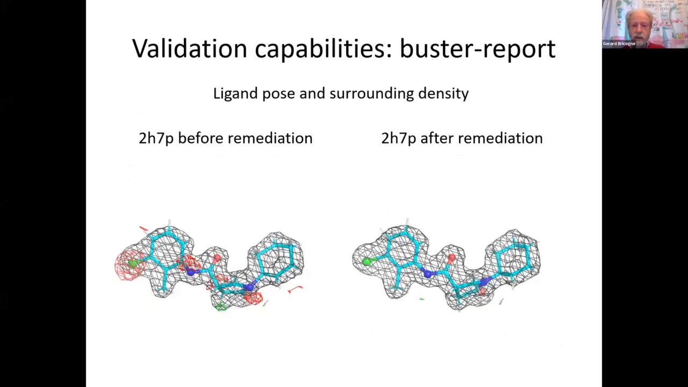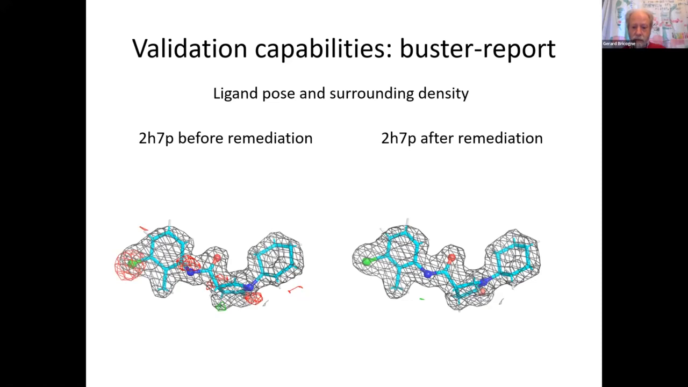So, validation capabilities. We have had Buster report for over a decade now. These are two diagrams, one of them for a defunct PDB entry before remediation and after re-refinement with Buster and correction of the restraints and a number of things. That was done 10 years ago by Oliver Smart.